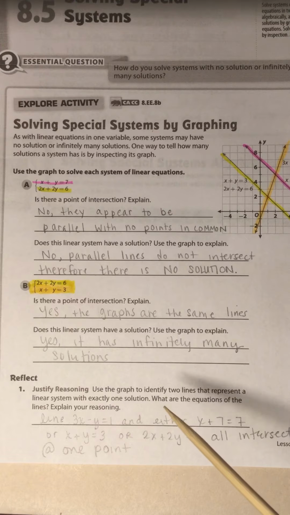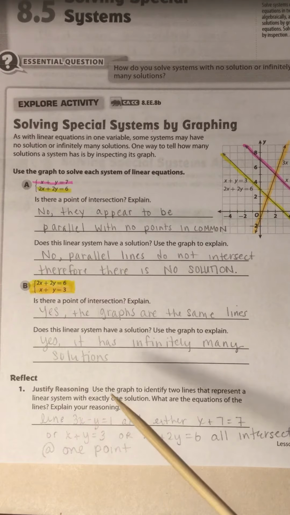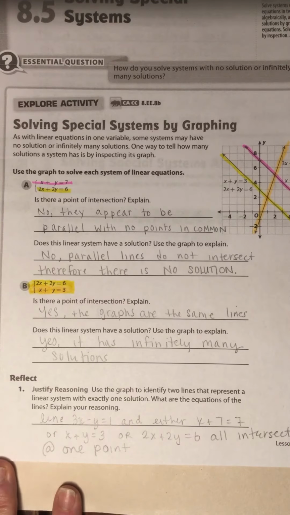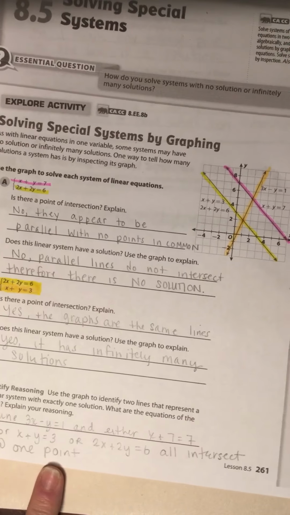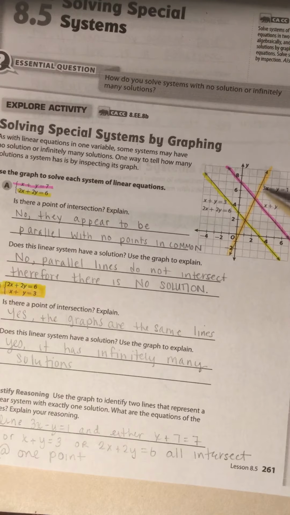The next question is asking us to identify two lines that represent a linear system with exactly one solution. So anytime we have two lines that intersect, we know that that is equal to one solution. So we could have written down the yellow line and the orange line because they intersect at this point here, or we could have written down the pink line and the orange line because they intersect there.